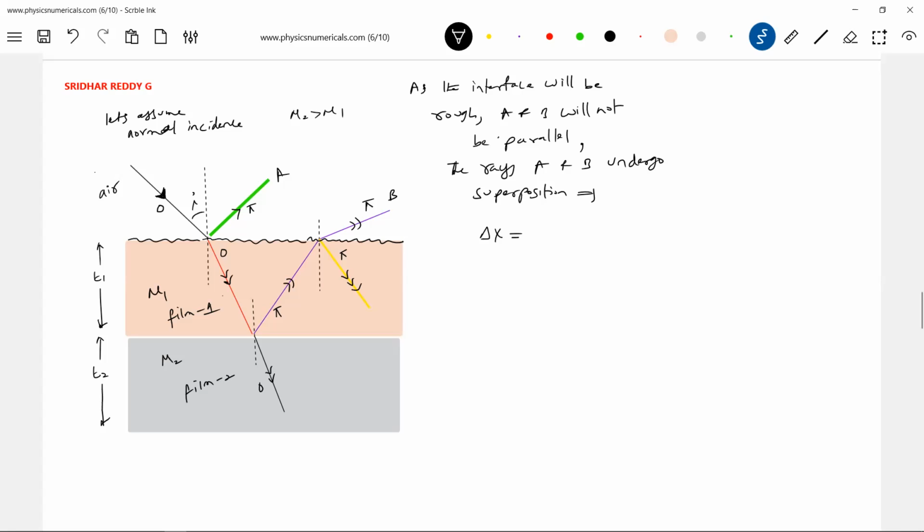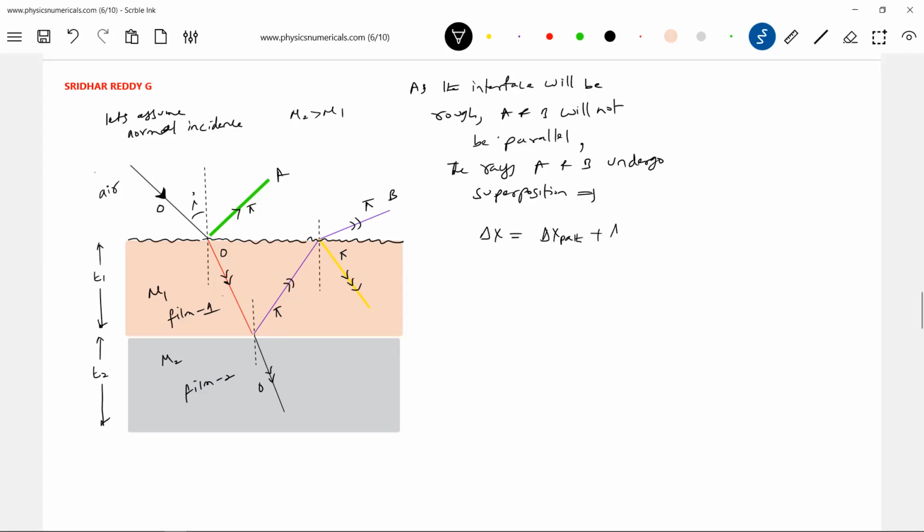The ray B will cover an additional path. How much additional path will it cover? It will cover a distance T1 plus T1, 2T1, in the first film, so the optical path length will be 2 mu1 T1. Got this? Now, what is the phase difference between them? Due to reflection, the net phase.